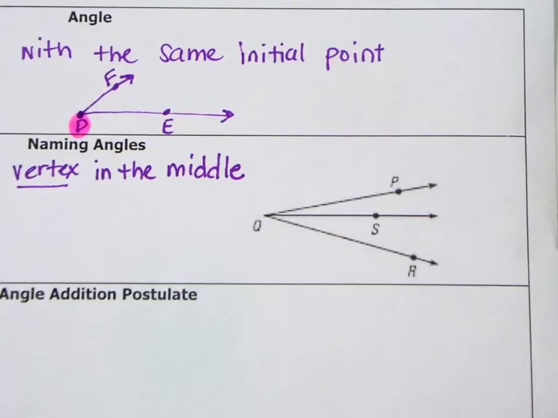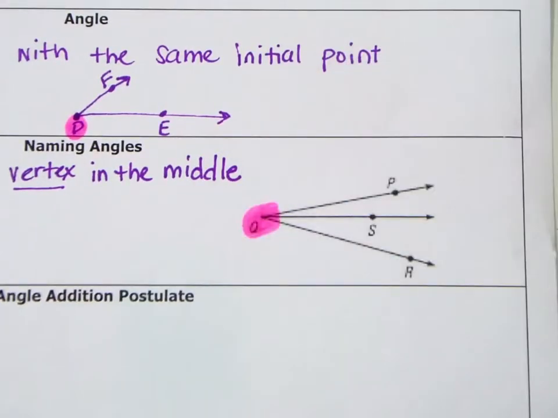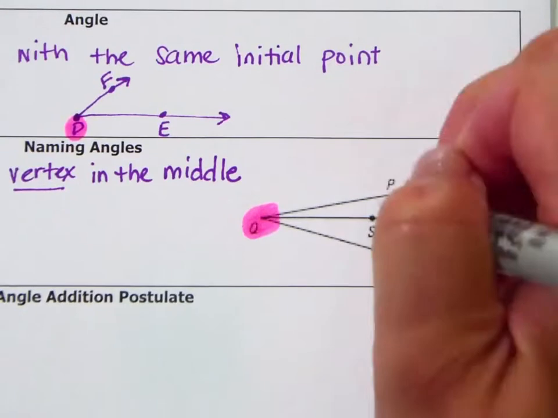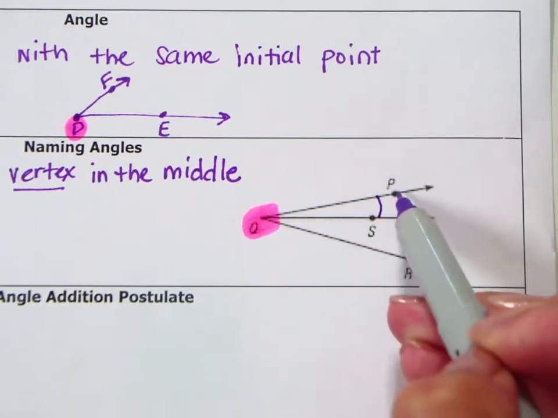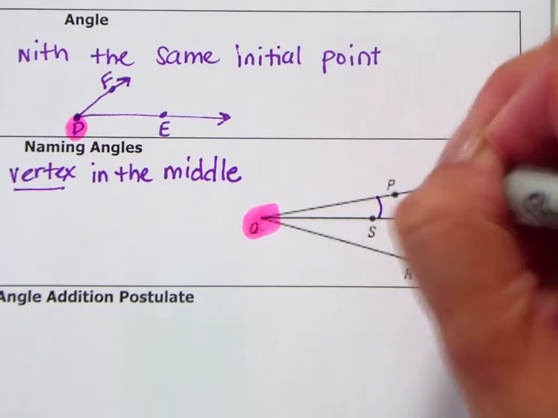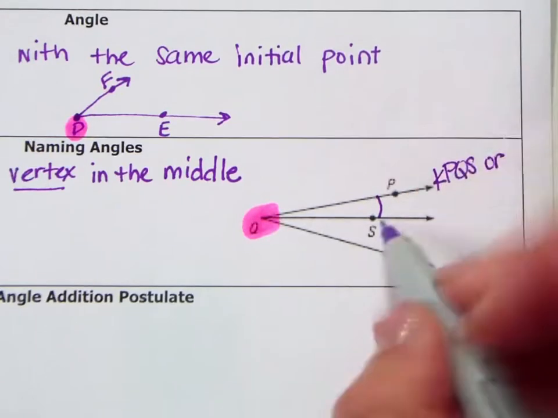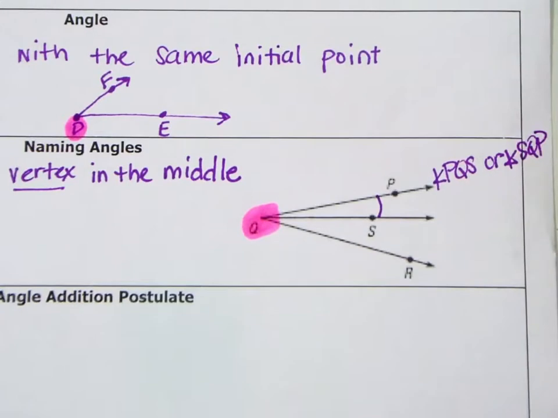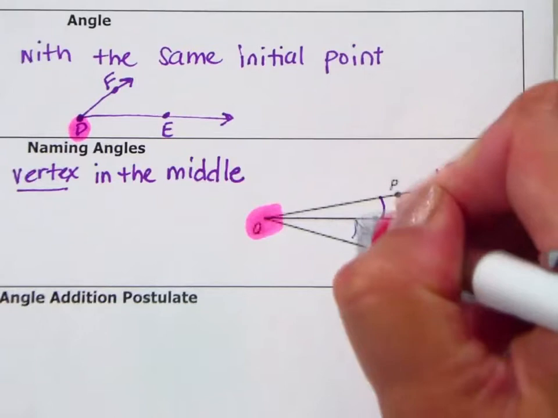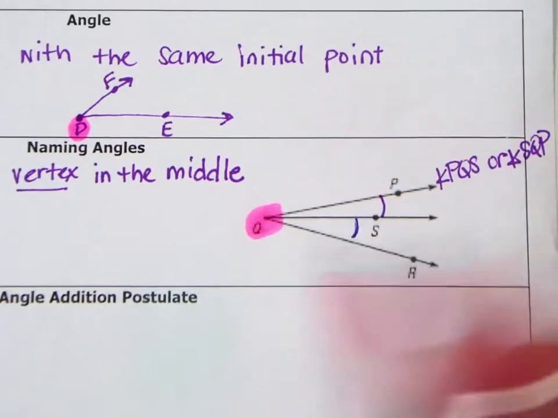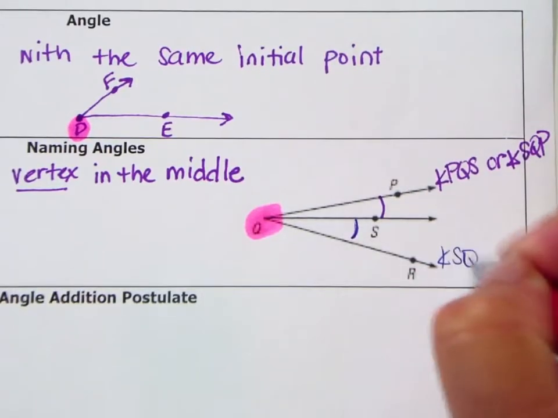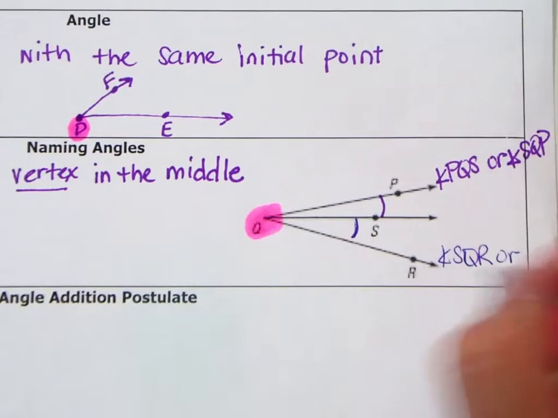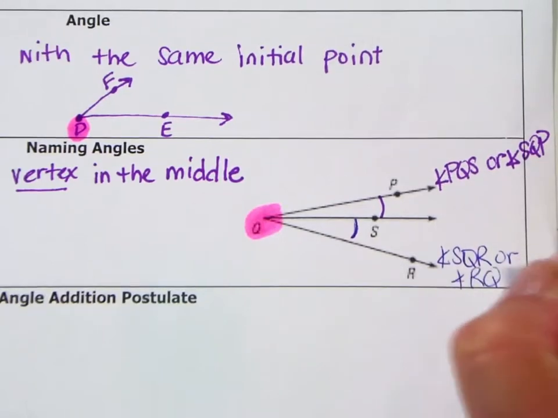If you look at the other picture, on the other hand, we have a couple different angles within one picture. So what I first want to do is, again, have you highlight the vertex. In this case, it's Q. We have several different angles. We have this smaller angle we can name as angle PQS or angle SQP, either way. We can name the other smaller angle right here as angle SQR or angle RQS. Again, we're keeping the vertex in the middle.